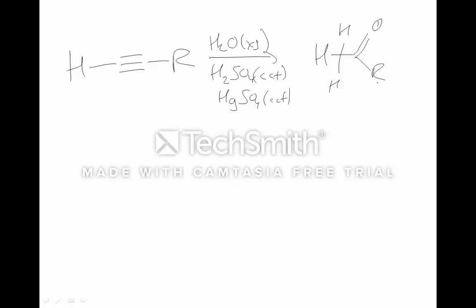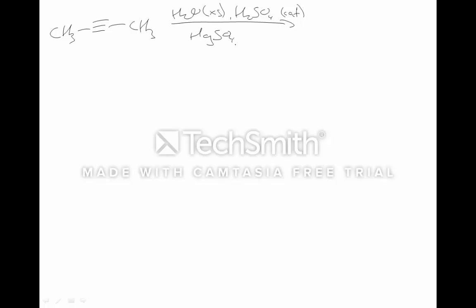Okay, so let's walk through this mechanism. It's a lot of steps, and we have to break it up into 2 slides. We have the alkyne. We've got our conditions here: H2O in excess, H2SO4 catalyst. Same things we've seen before. Now we've got this mercury sulfate. Again, you don't have to remember this condition per se, but I want you to recognize it and not be thrown off by it. That says catalyst. These are the conditions necessary for an alkyne.